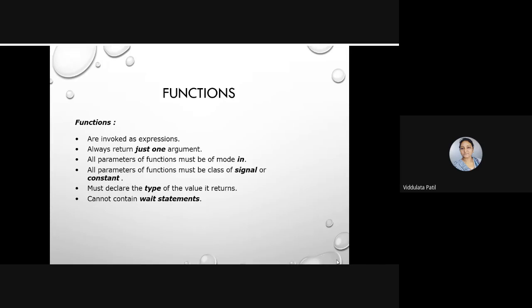Then it must declare the type of the value it returns. As VHDL is a strongly typed language, it must declare the type of the value that it returns. And then it cannot contain a wait statement. This is again an important point: this function cannot contain a wait statement, but it contains sequential statements.